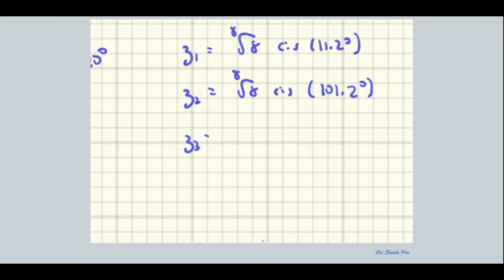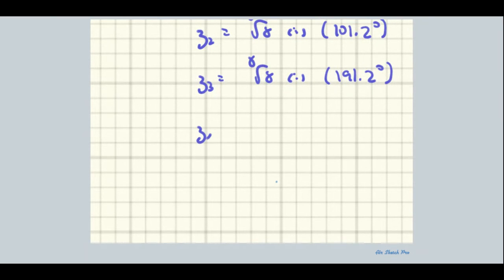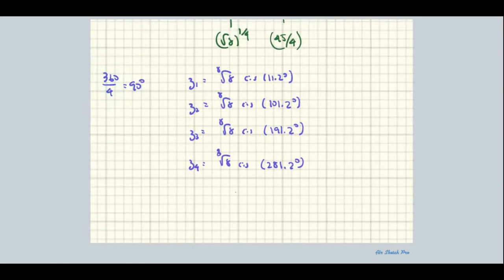And the third, 8th root of 8, add another 90. And the fourth, add another 90. And hopefully I didn't mess up my arithmetic at all. Okay?